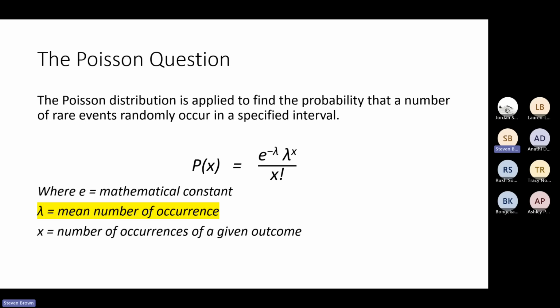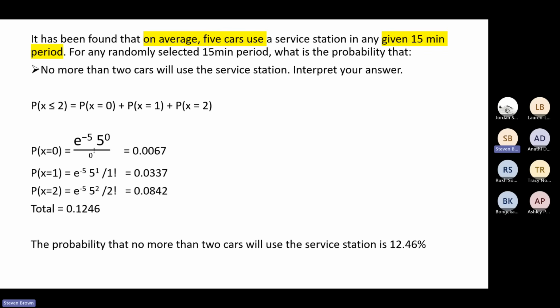I mean the numbers. So in a situation like this, let's have a look. And it said it has been found that on average 5 cars use a service station in a period of time. Now they give you this 15 minutes. Don't do anything with it. They're just telling you it's over a period of time. So for you, that 15 minutes is neither here nor there.